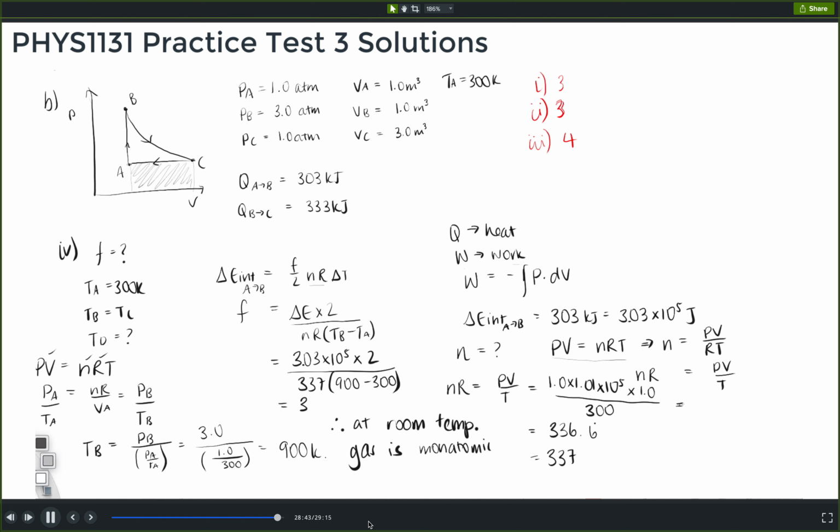For this question, fair few marks available here. If you wrote down PV equals nRT and you used it to calculate what nR is, you get a mark for that. If you correctly identified that F equals 3, you got a mark. And if you said that at room temperature it's monatomic and gave a good reason, you get 2 marks. Therefore, part 4 is worth 5 marks.